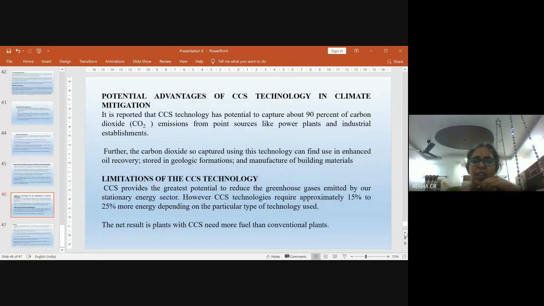The CCS technology captures about 90% of the carbon dioxide emissions from power plants and industrial establishments. The carbon dioxide captured using this technology can find use in enhanced oil recovery, be stored in geological formations, and be used in manufacture of building materials. The CCS technology also has certain limitations. It requires approximately 15 to 25% more energy depending on the particular type of technology used, and it needs more fuel than conventional plants.